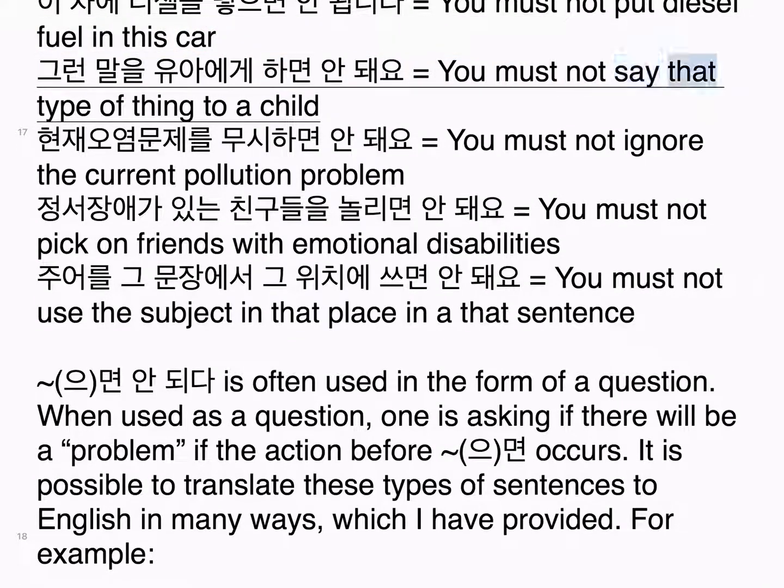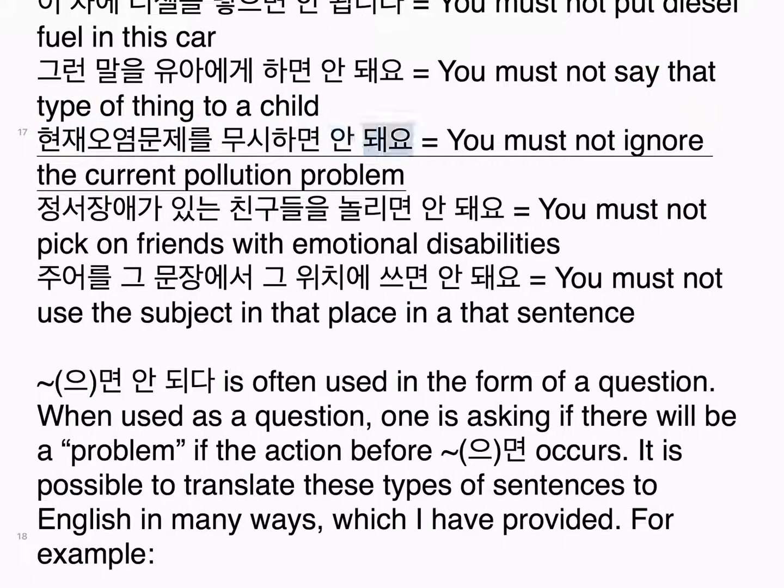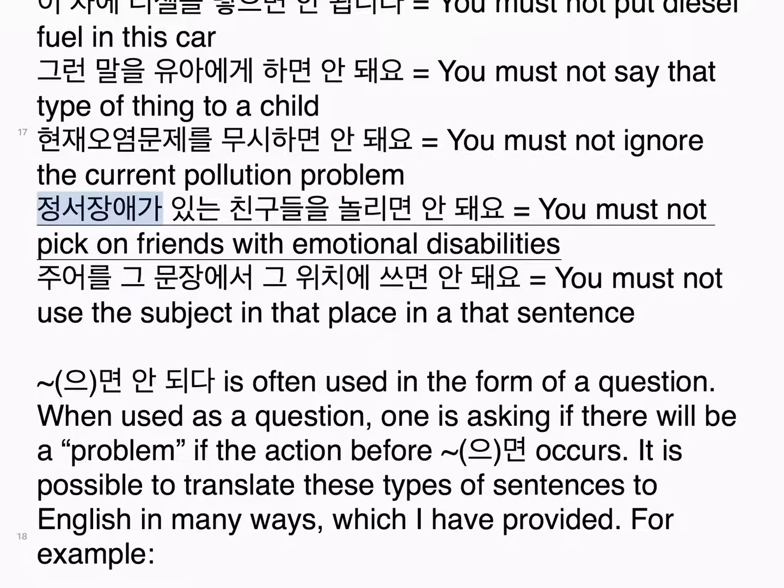You must not say that type of thing to a child. 현재 오염 문제를 무시하면 안 돼요. You must not ignore the current pollution problem. 정서장애가 있는 친구들을 놀리면 안 돼요. You must not pick on friends with emotional disabilities.